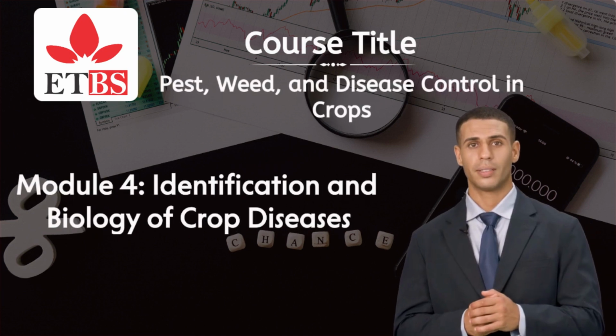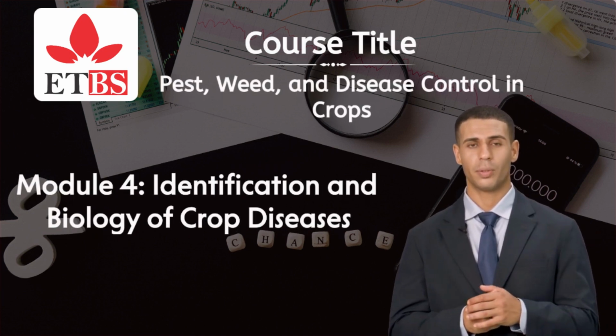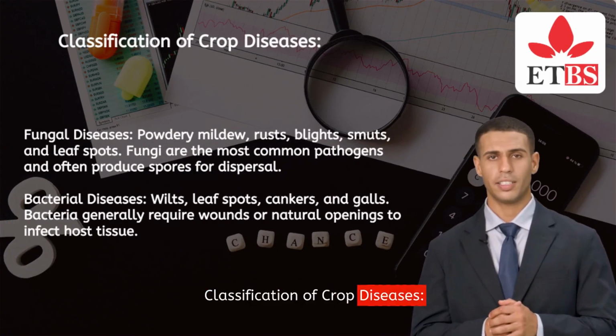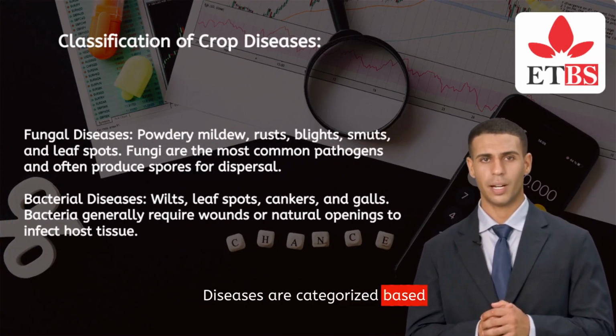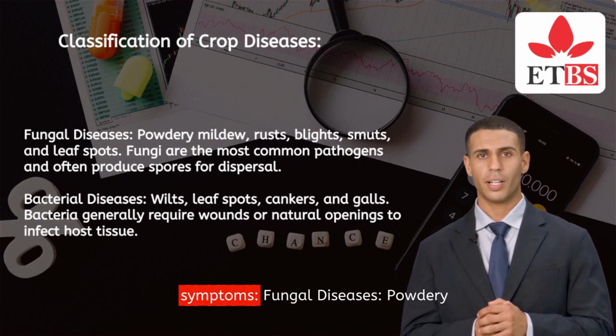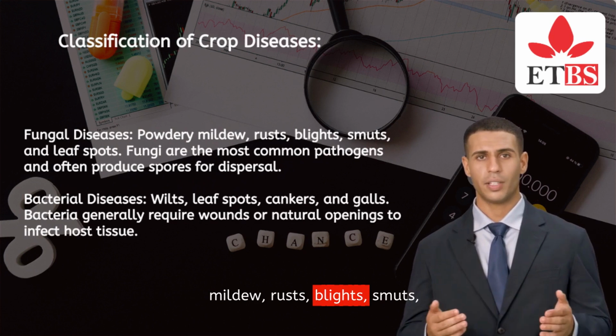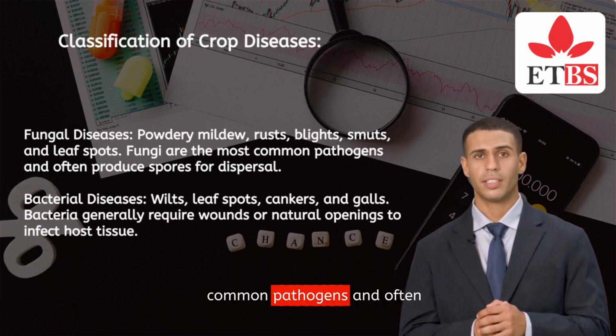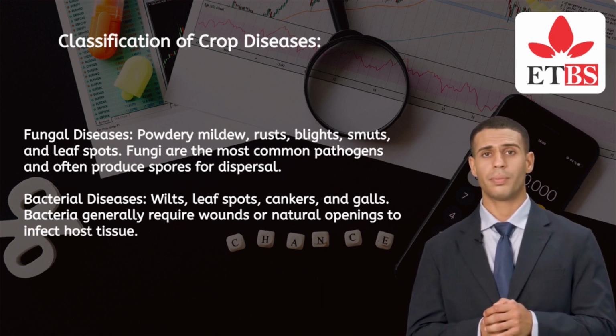Module 4. Identification and Biology of Crop Diseases. Classification of crop diseases. Diseases are categorized based on causal agents and symptoms. Fungal diseases: powdery mildew, rusts, blights, smuts, and leaf spots. Fungi are the most common pathogens and often produce spores for dispersal.